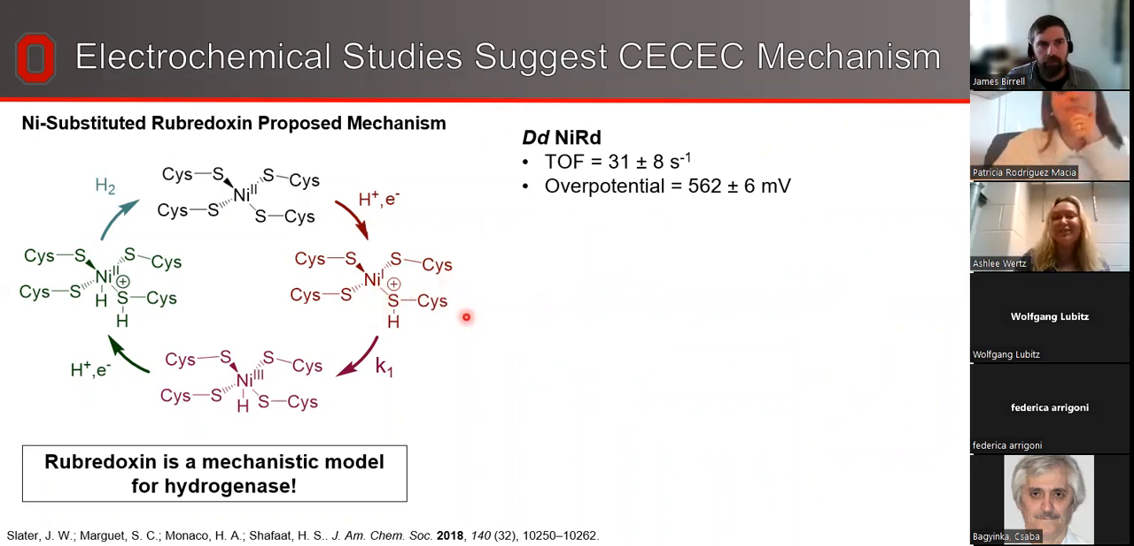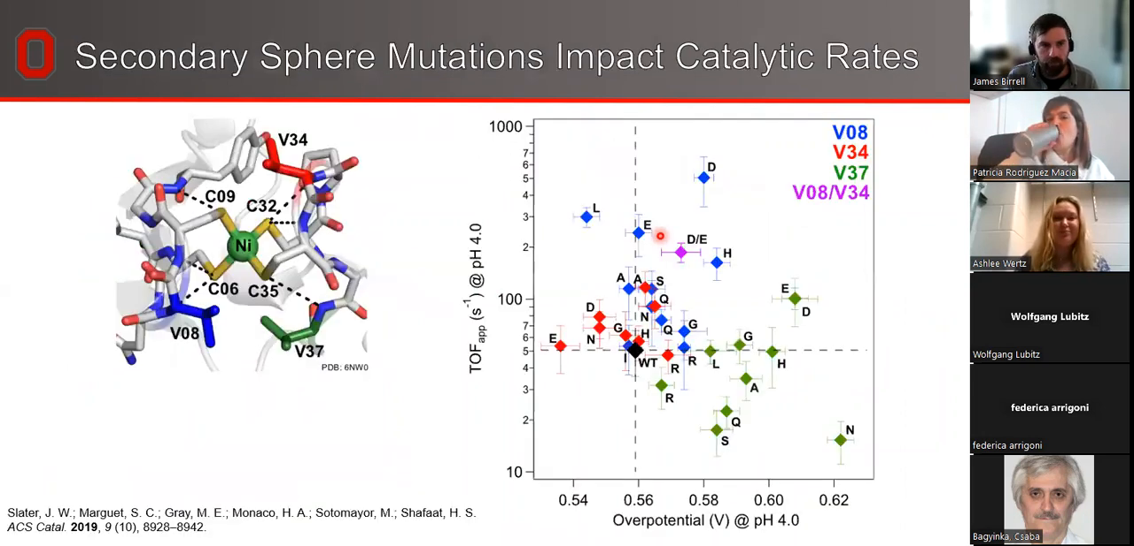Nickel iron hydrogenase can evolve gas in the order of hundreds per second. Our turnover frequency is a bit lower, with about 31 per second, give or take a few. And while nickel iron hydrogenase operates at the thermodynamic potential, we have a larger overpotential of about 560 millivolts. So there is still a lot of room for improvement between our system and that of the nickel iron hydrogenase.